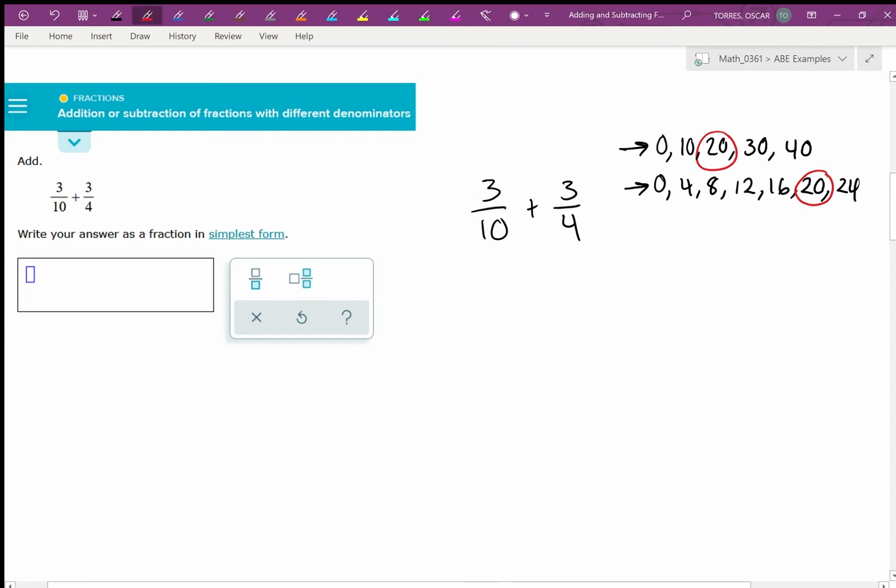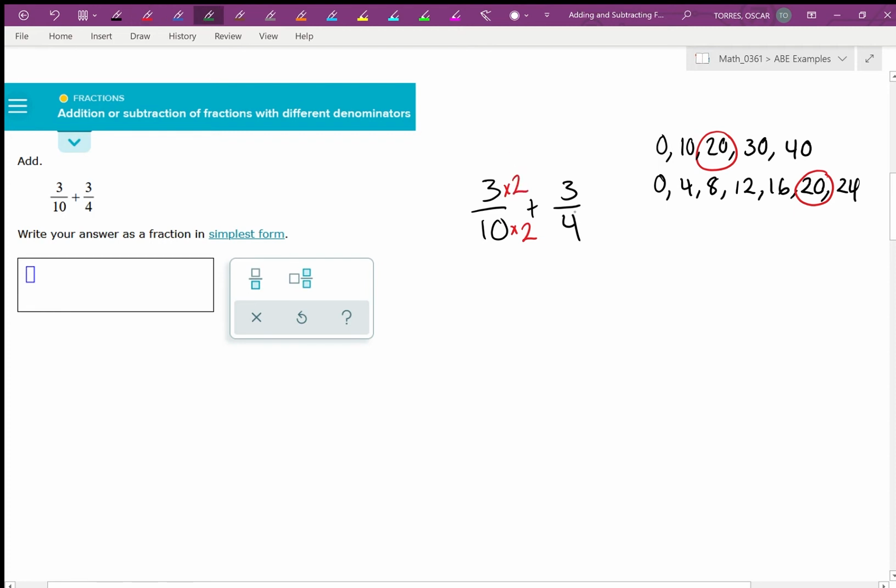So what we want to do is turn this 10 into a 20 and turn this 4 into a 20. So what can I multiply 10 by to turn it into a 20? Well, we multiply it by 2 because 10 times 2 would be 20. But because we're changing this fraction, we're changing the denominator, we need to do the exact same thing to the numerator. We need to multiply it by 2 as well.